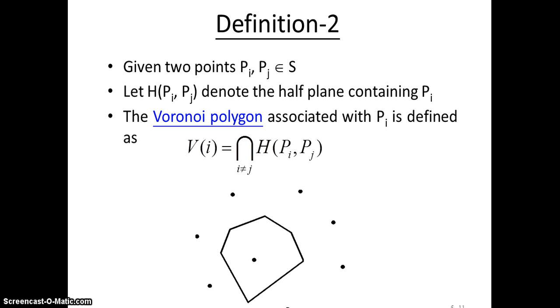We can give another definition. Take two points Pi and Pj, which are elements of the set of points. Let H(Pi, Pj) denote the half plane containing Pi. So the Voronoi polygon associated with Pi can be defined as the intersection of all such half planes for every j, combined together, resulting in the Voronoi polygon. A Voronoi diagram can be constructed by this particular scheme.